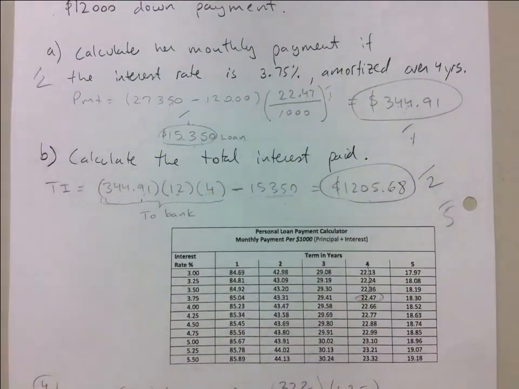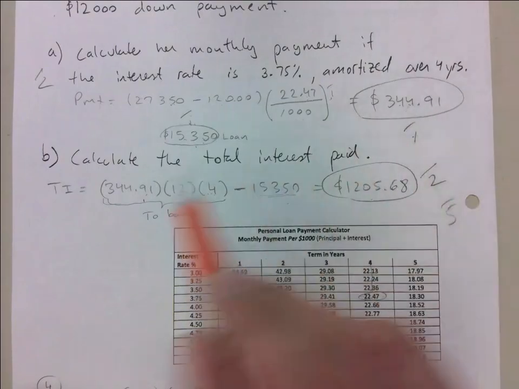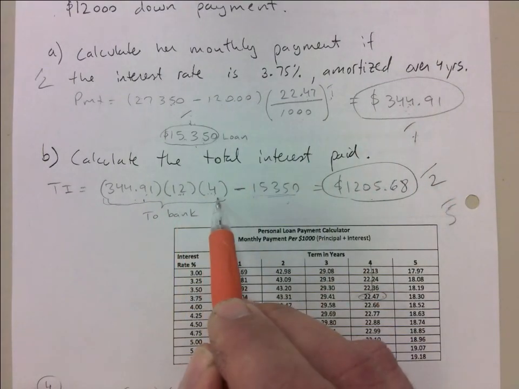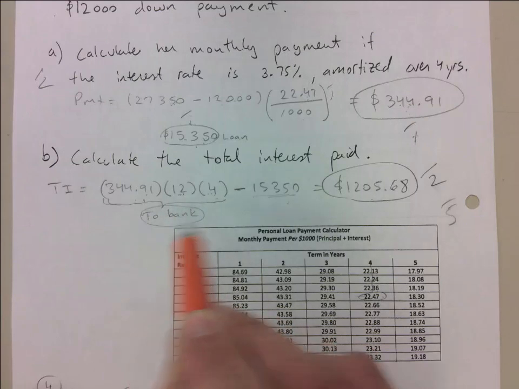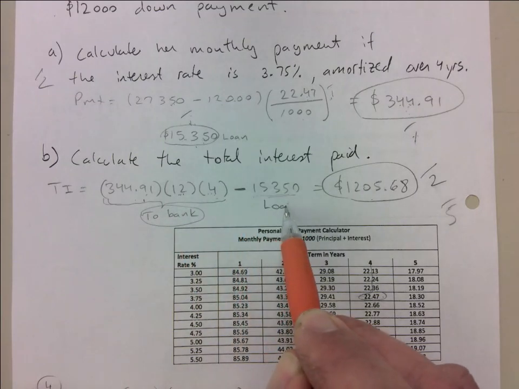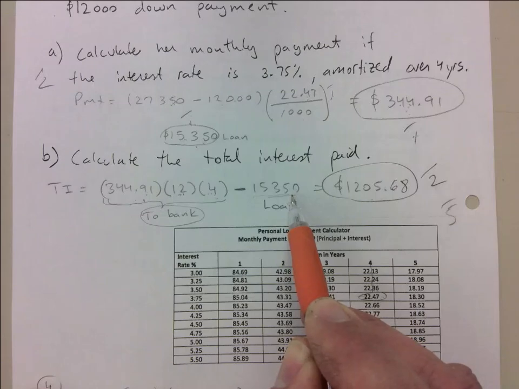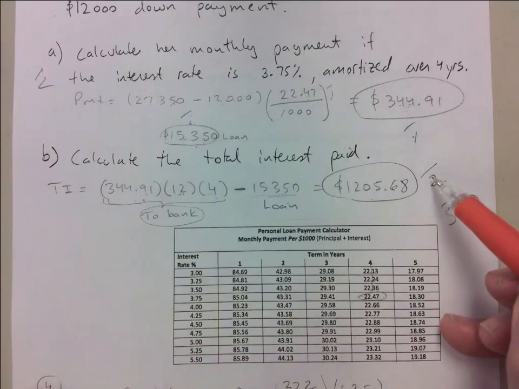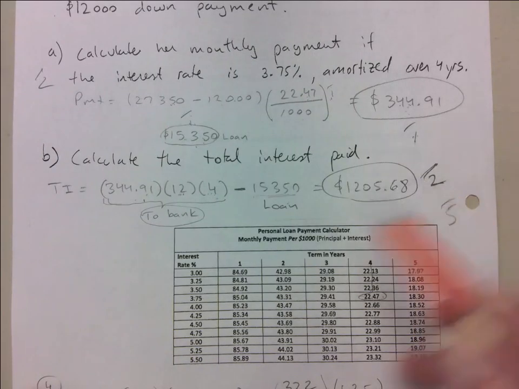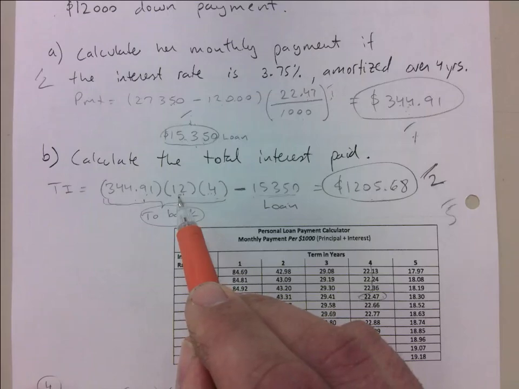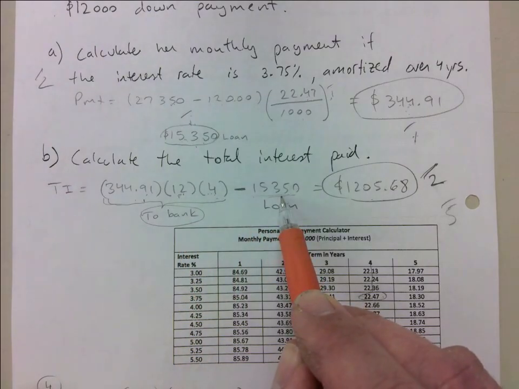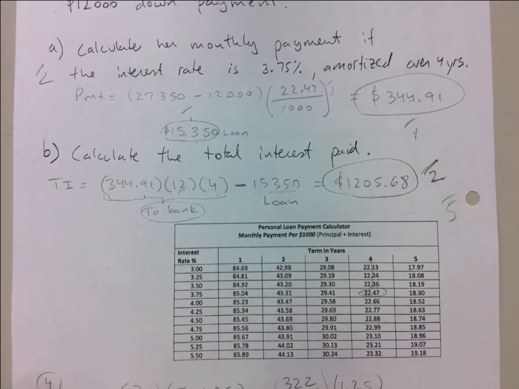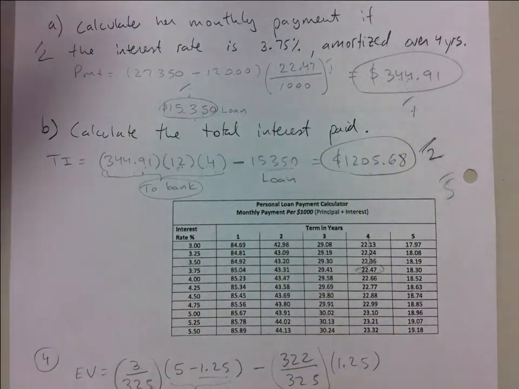The total interest paid. You take your payment times 12 times 4 years. That's what you paid to the bank. You take away the loan, always. Take away what they gave you in the beginning. That difference is the interest. You get 2 marks for that. You get a mark for figuring out how much you paid the bank, and you subtract it. You subtract and that gets you another mark. 2 marks if you did that right.